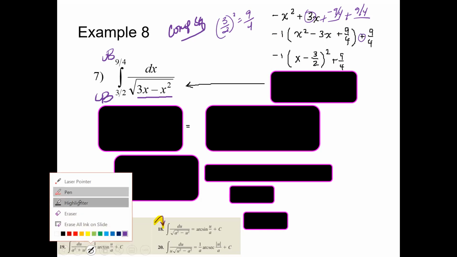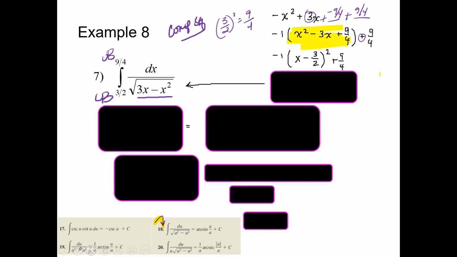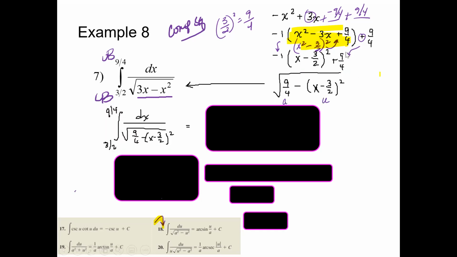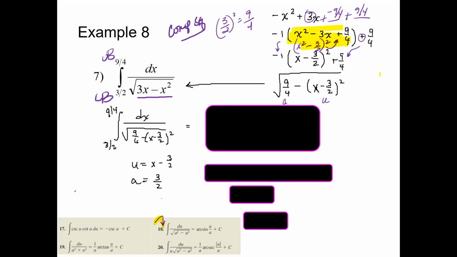So then what you can do is factor this. Because you created it, you know it's always going to be the middle number divided by 2, which is going to be x minus 3 divided by 2, squared. That is going to give you this part right here. Don't forget your negative 1. Don't forget your 9/4. So I'm going to put this back in there, but I'm going to rewrite it so that I have my a, which is right here, and my u right there.